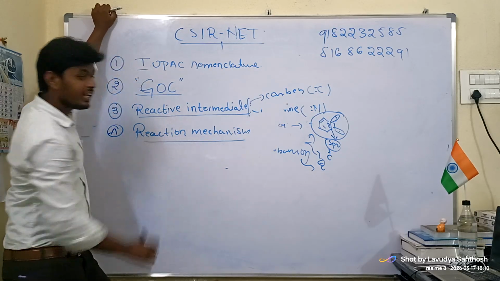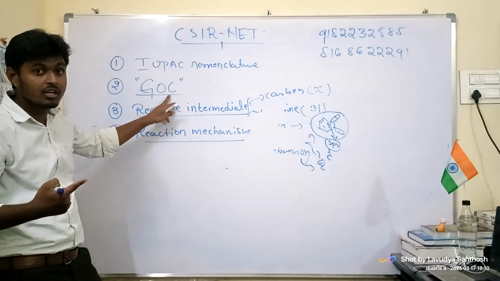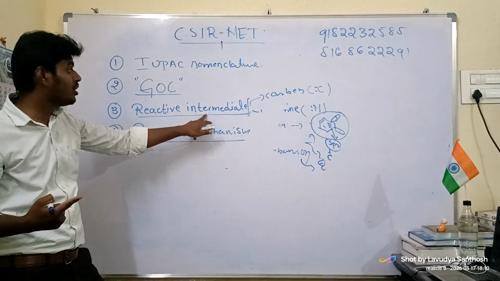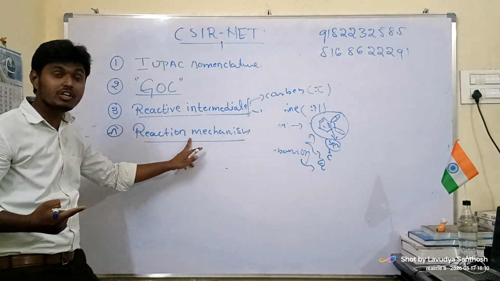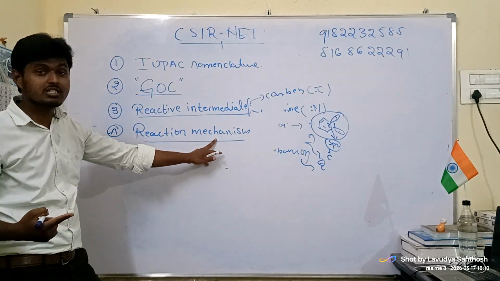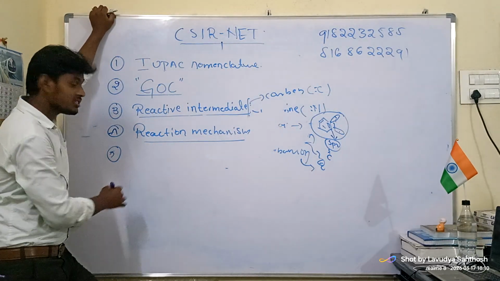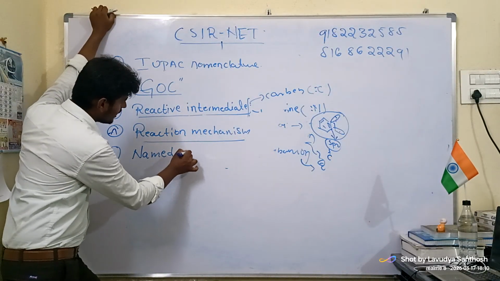Reaction mechanism is nothing but this: if you know the GOC perfectly, you can have an idea about reaction intermediates, and then you will automatically apply that in reaction mechanism. When you know the reaction mechanism, named reactions become very simple.